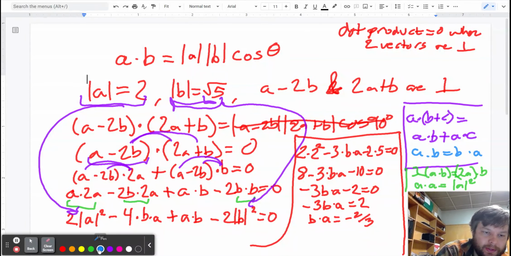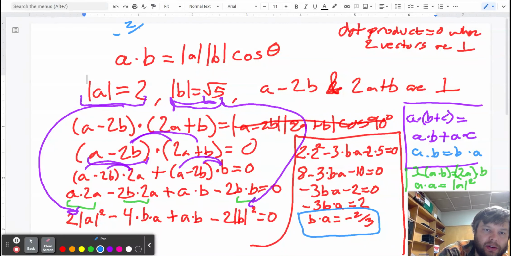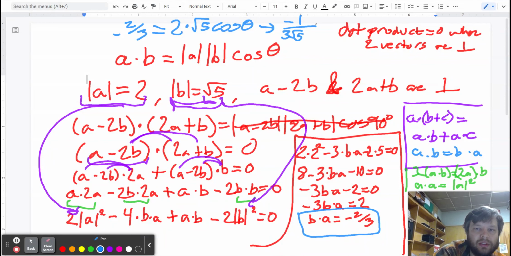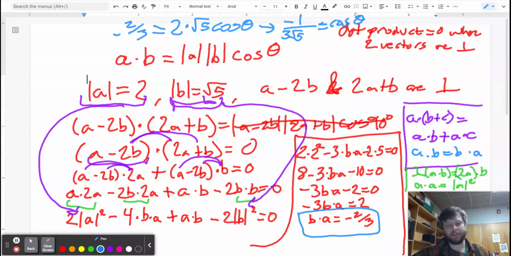So now we're going to return back to the very first thing I wrote in this video, which is that the dot product is equal to the magnitudes times the cosine of the angle. So what I know now is that negative 2/3 is equal to 2 times square root of 5 times cosine of theta. And so that means if I divide by 2, divide by the square root of 5, that means I have negative 1 over 3 root 5 is cosine theta. So we got to inverse cosine that and see what happens.